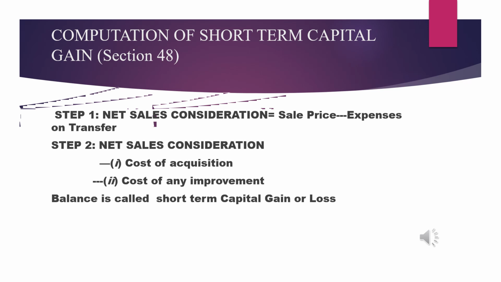Question arises how to compute the short-term capital gain. So go step by step. The first step is to calculate the net sales consideration. How will that come? Whatever sale price is received, from that deduct all the expenses incurred on transfer, for example, any brokerage or commission paid to someone. Then from that net sale consideration, deduct the cost of acquisition. Mind it, cost of acquisition means how much amount was paid to acquire that asset. Then deduct the cost of improvement, which means anything, for example, any addition done to the asset. Whatever is left will be called either short-term capital gain or short-term capital loss.